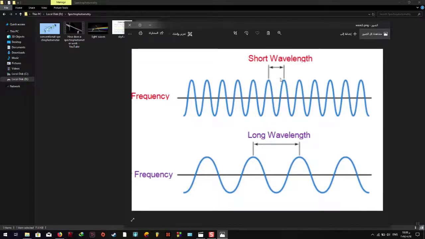This wavelength varies between light colors. For example, here we have one wavelength and here we have another wavelength. If we compare this to this, we can see that this wavelength is shorter than this wavelength. The distance between half peak and the other half peak here is much longer than this wavelength.